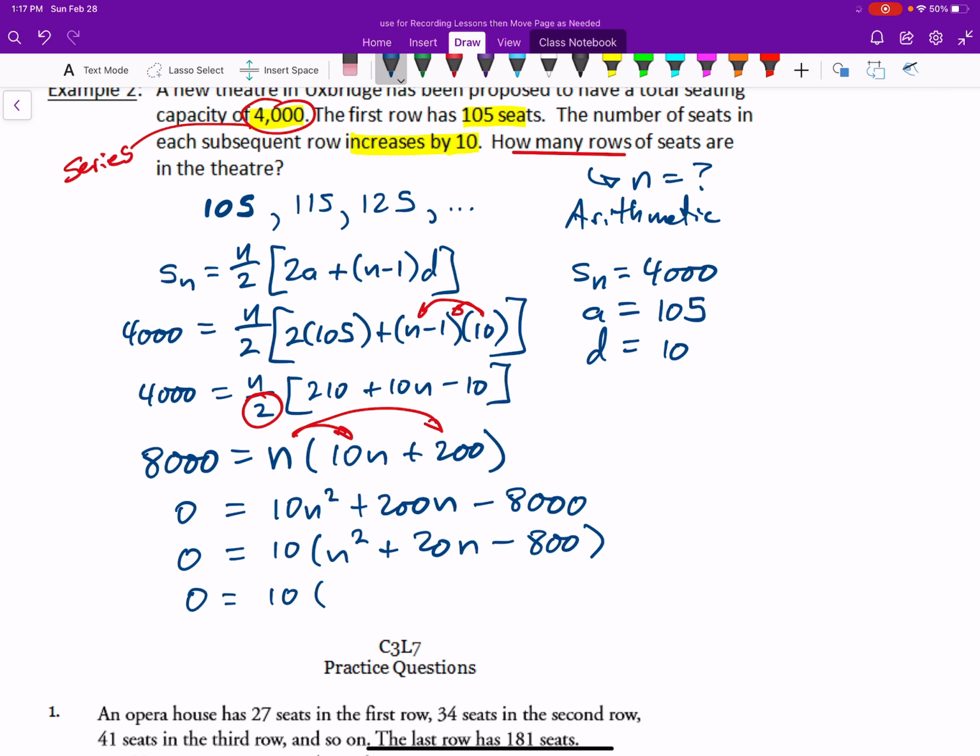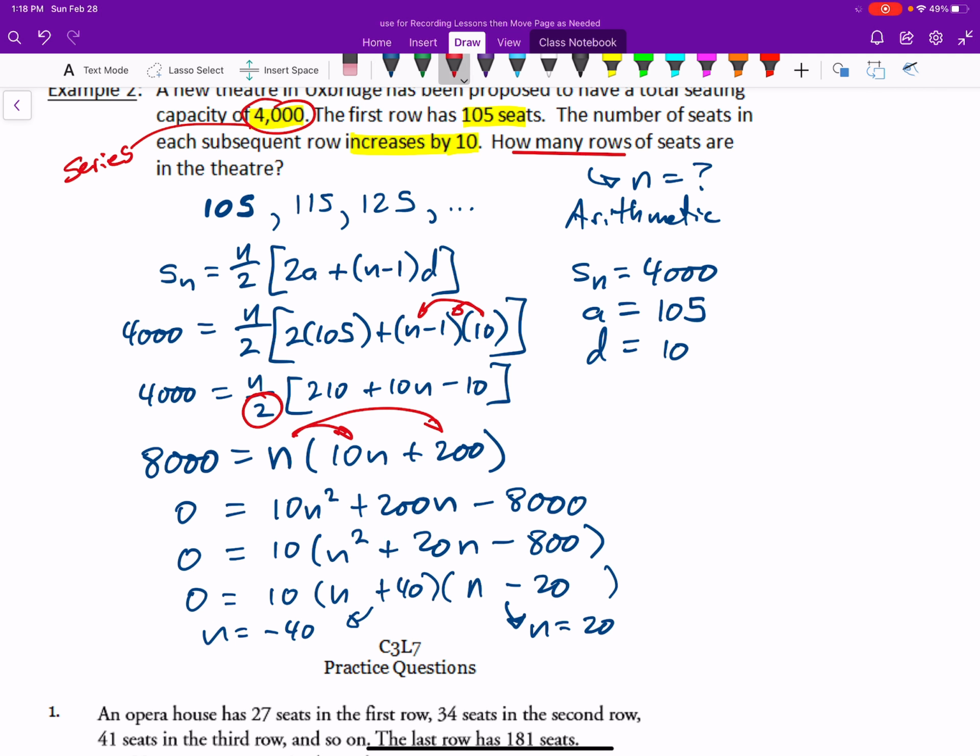Two things that are going to multiply to give negative 800 and add to give positive 20. Well, I could even just think what's going to multiply to give negative 8 and add to give positive 2, and then just add zeros on both of them. However you want to think about the factors, I think that positive 40 and negative 20 will work, right? 40 times 20 is 800. One's negative, so it's a negative 800. 40 minus 20 is 20. So from this, I can say that n equals negative 40 or n equals positive 20.